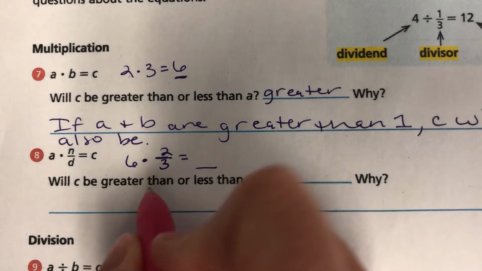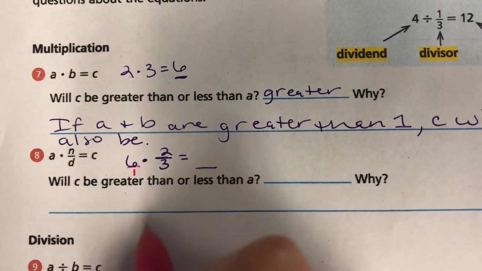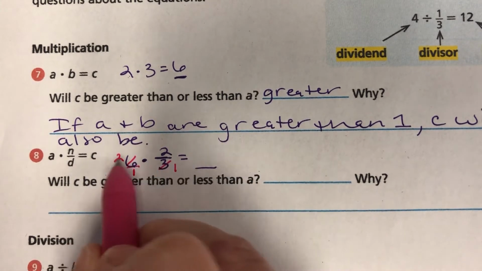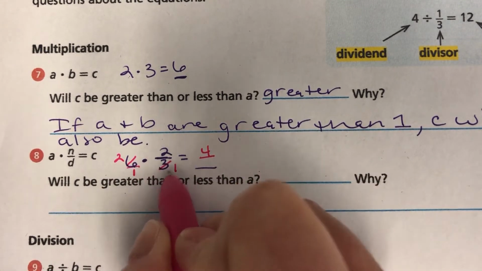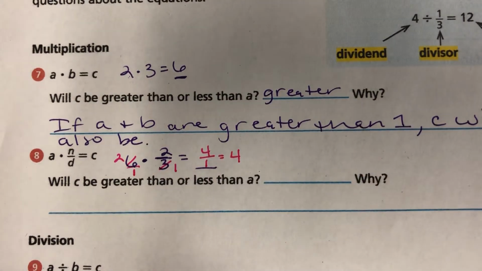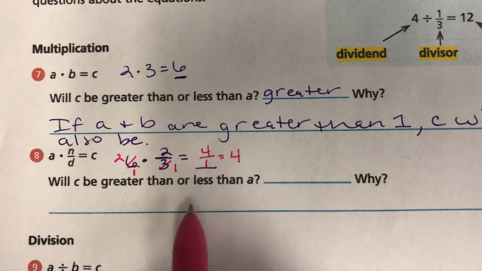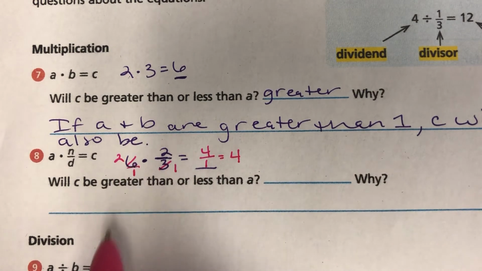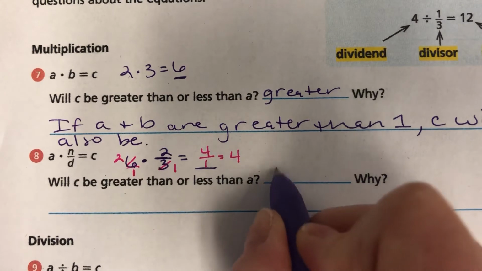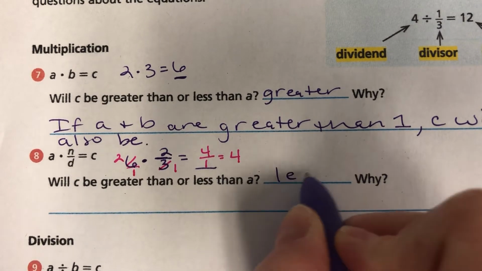Let's figure it out. I'm going to put the 1 underneath here. I can cross simplify with the 3 and the 6. And 2 times 2 is 4, and 1 times 1 is 1, and I get 4. Okay, now my question to you is, is 4 less than 6? Because A was 6. Yes, it is. So will C be less than A? Yes, it will be. It's less.